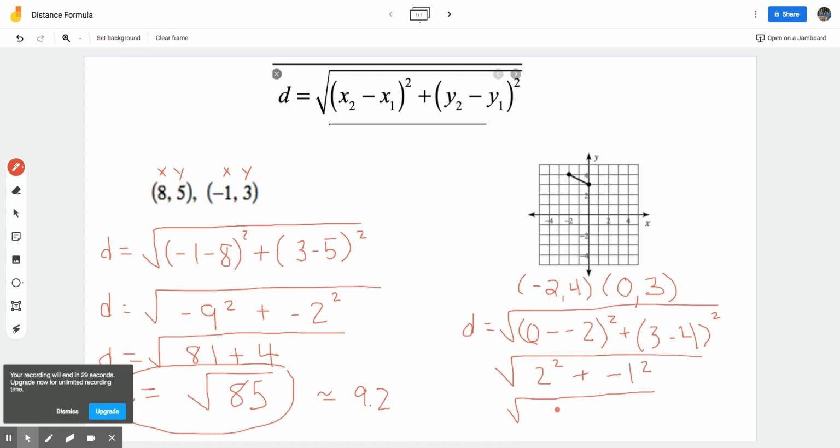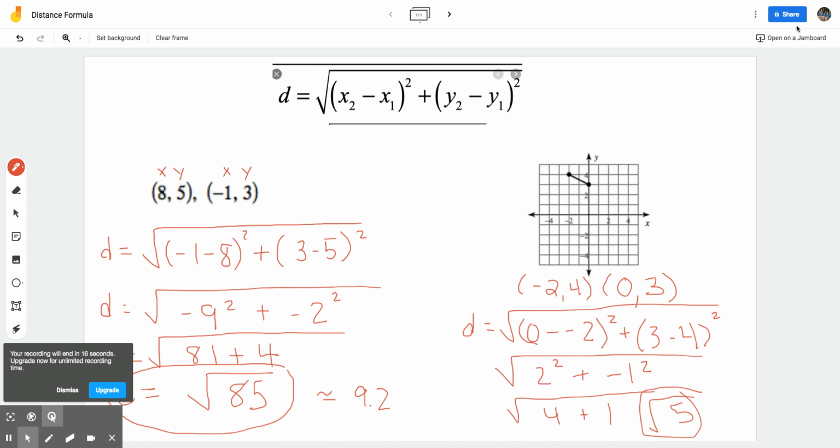Now, I'm actually going to square them, so 2 squared is 4. -1 squared is 1, add them, and then I get the square root of 5. And then, of course, I can type that into my calculator and get the decimal version if I wish to do so.